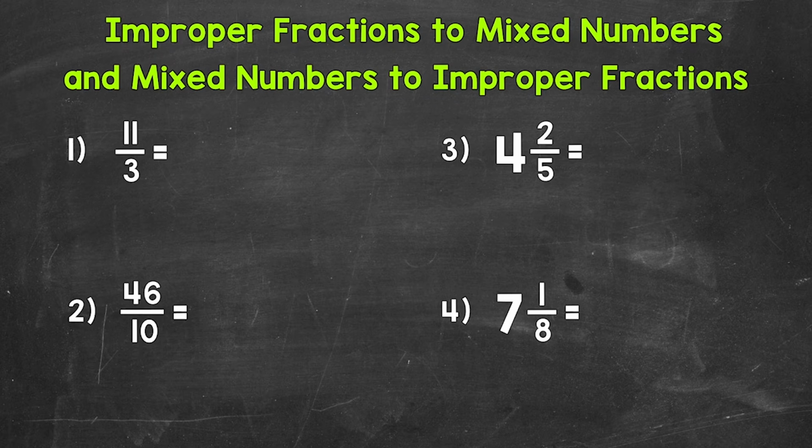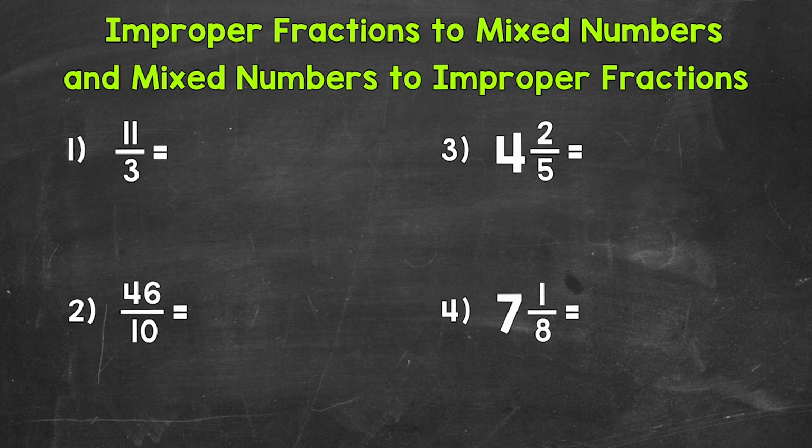Depending on the situation or type of problem, sometimes we want to have improper fractions and sometimes we want to have mixed numbers. So we need to be able to convert between them. Let's jump into our examples, starting with number 1, where we have 11/3. This is an improper fraction. The numerator, the top number, is greater than the denominator, the bottom number. This means we have a value greater than 1 whole. Let's change this to a mixed number.